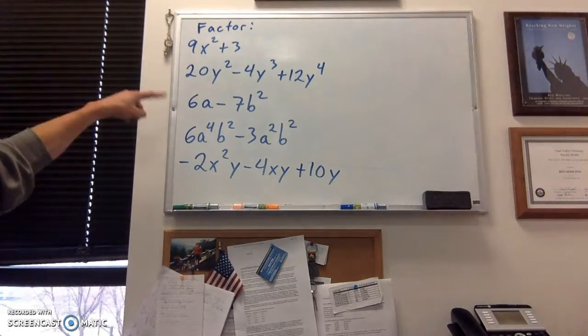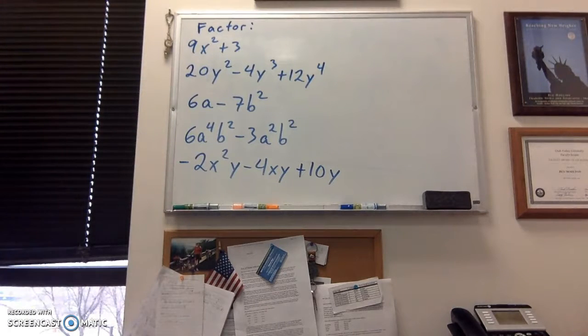So I've got 1, 2, 3, 4, 5 problems here for you to try out. Go ahead and hit pause and see if you can get these by factoring out the greatest common factor. Okay, if you didn't hit pause, then you probably just had a weird, awkward pause while I kept my mouth shut and waited for you to pause. So let's see how you did.